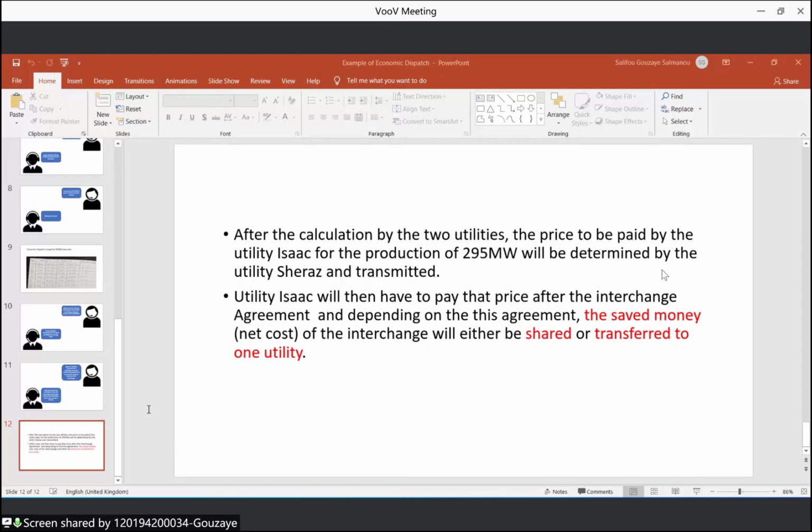And then utility Isaac, which is in between the two utilities and acting as the middle party, will be paying the same amount, which is $3,327 per hour. So those are the examples to illustrate the benefit of the interchange in the economic aspect.